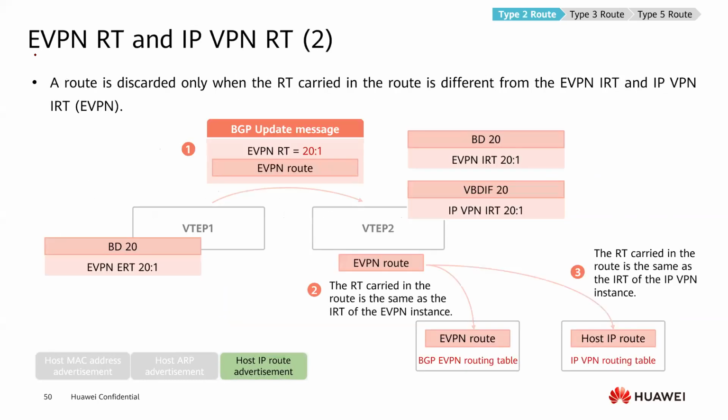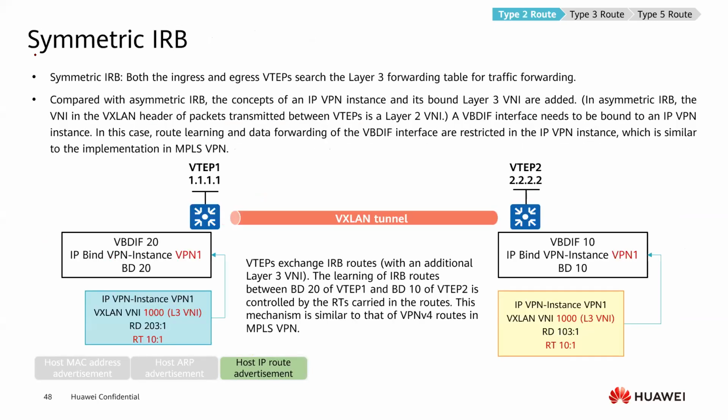Now let's look at what the symmetric IRB is. Symmetric IRB means the egress VTEP and ingress VTEP will do Layer 3 forwarding and Layer 2 forwarding at the same time. So compared to the asymmetric IRB, we will introduce another piece of information, and maybe you will feel familiar with it. This information is the IP VPN instance.